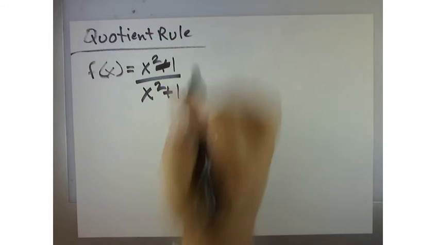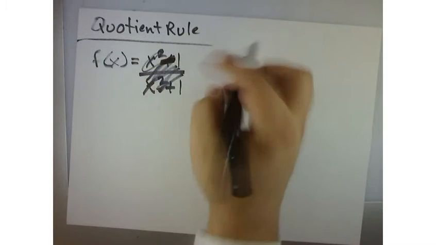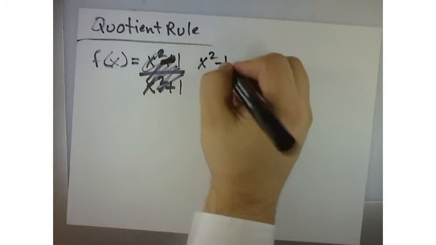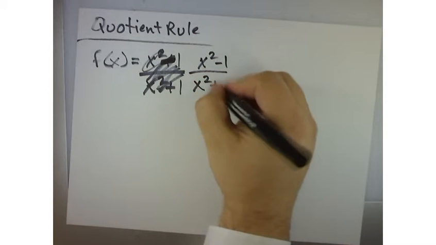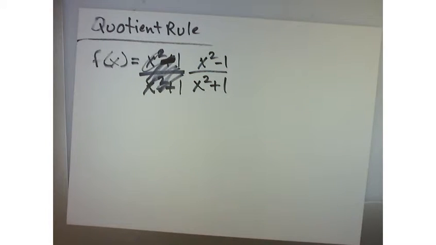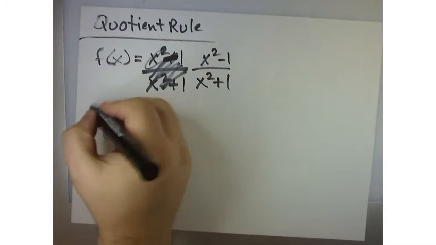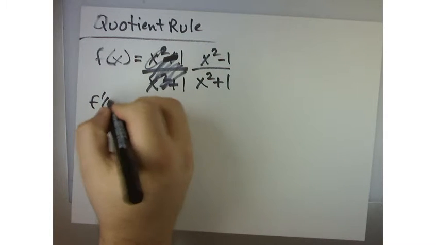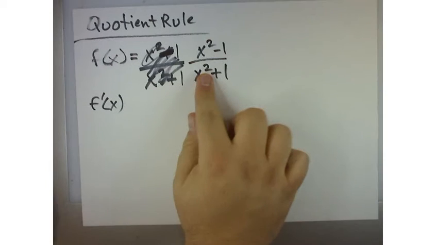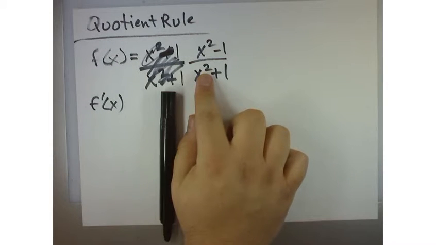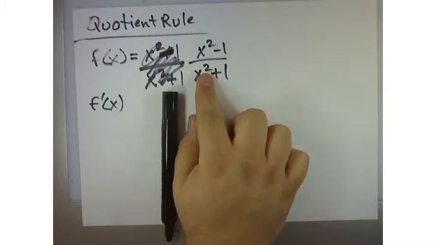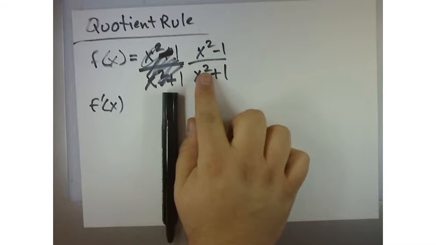Let me rewrite that so you guys aren't confused. f of x is x squared minus 1 over x squared plus 1, and I want to find f prime of this. First of all, could you imagine plugging this into that limit as h approaches 0, f of x plus h minus f of x all over h, and then having to expand all that out and cancel it with all the fractions?